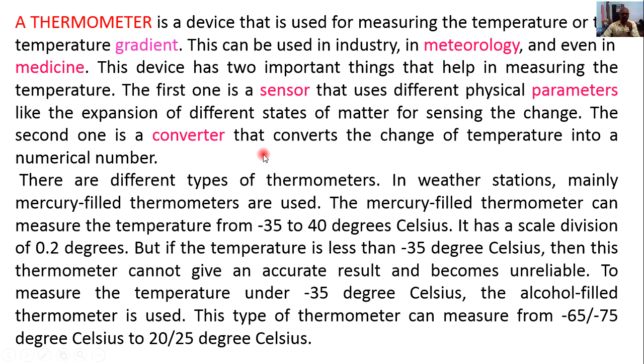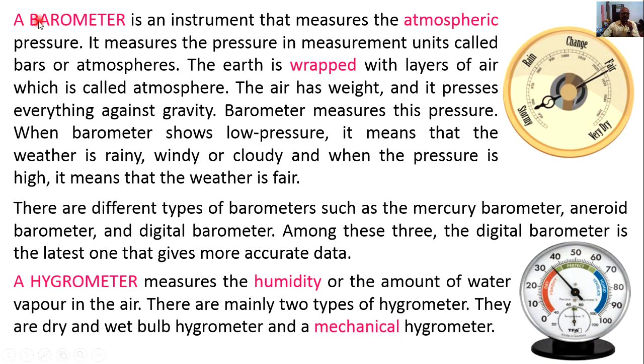is used. Now, a barometer is an instrument that measures atmospheric pressure. Barometer is used to measure the atmospheric pressure. It measures the pressure in units called bars or atmospheres.